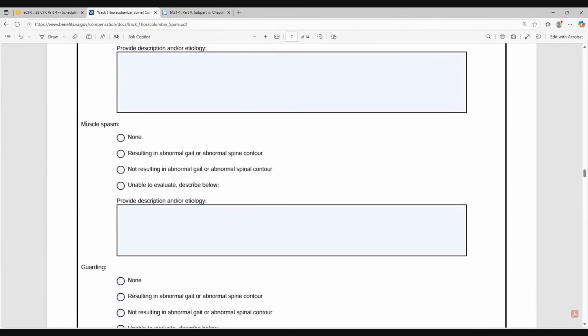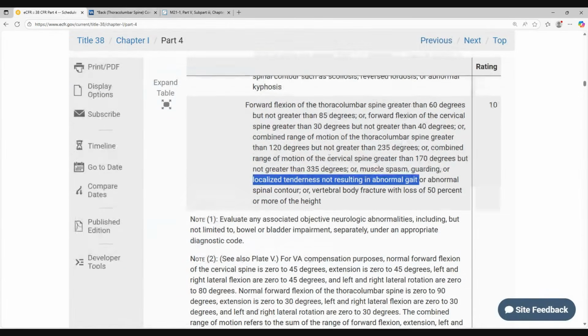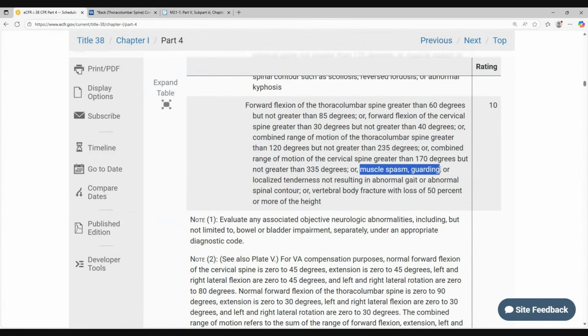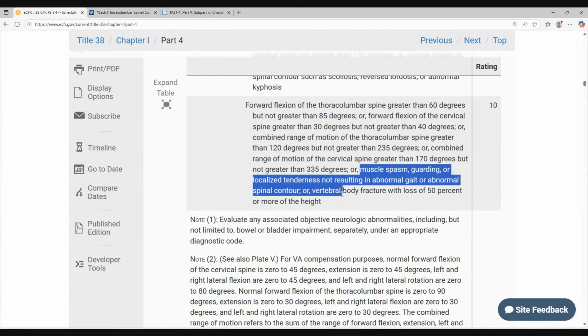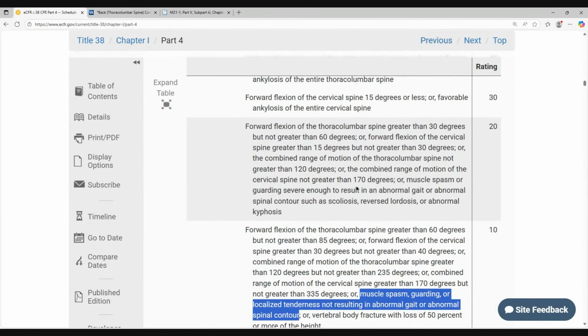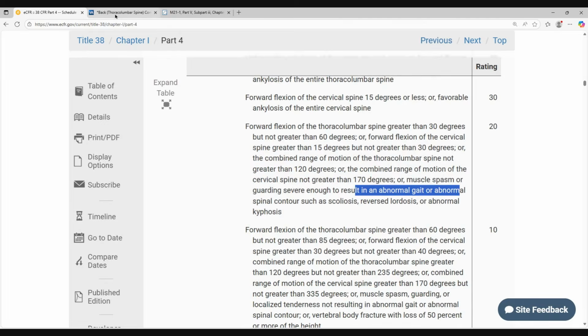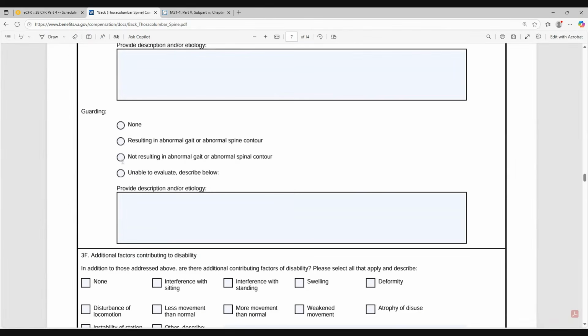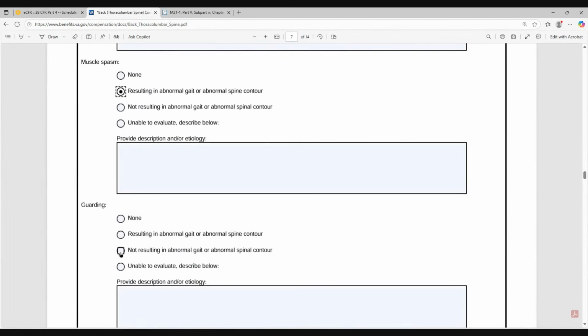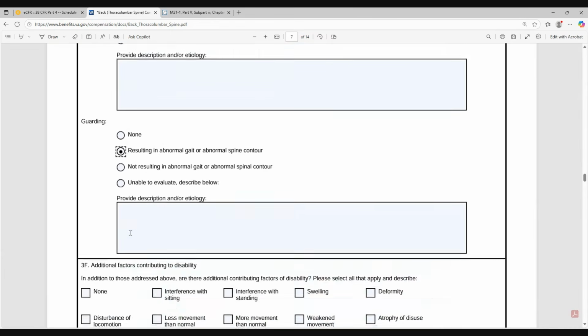Now, when we come to muscle spasms, you've got the result. This is 10% right here, not resulting in abnormal gait or contour. And this is 20%, resulting in abnormal gait or abnormal spine contour. Muscle spasms or guarding not resulting in abnormal gait, and then the same one up here, muscle spasms that result in abnormal gait or contour. Okay, easy peasy. Same thing with the guarding. The guarding and the muscle spasms are exactly the same. The examiner checks this box, you get 10%. The examiner checks this box, you get 20%.